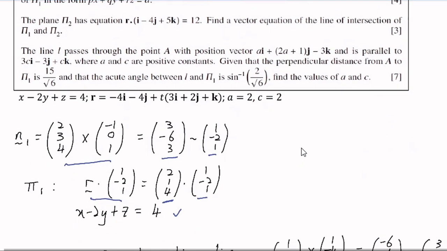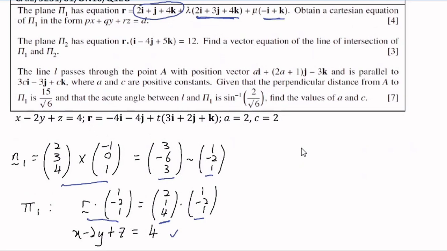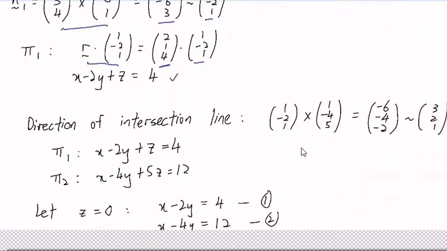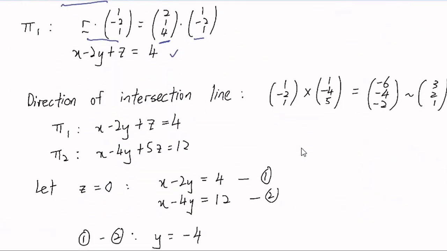Okay, next. The plane pi 2 has this equation, which is given in the vector form already. Find the vector equation of the line of intersection of pi 1 and pi 2. So it is to find the intersection of the two planes. The two planes will intersect at a line, right? When they intersect at a line, the direction of the line is found by crossing the two normals from the planes. So we get the direction of the line as 3, 2, 1. It is just the direction, so we can take a simpler multiple of this vector.